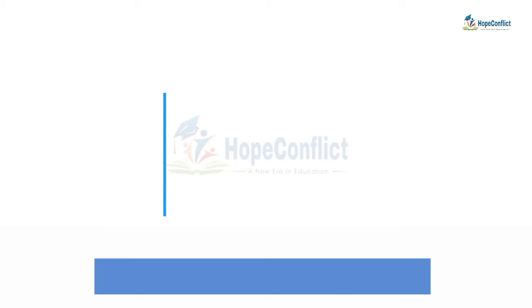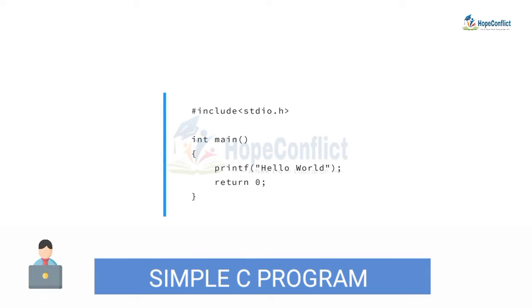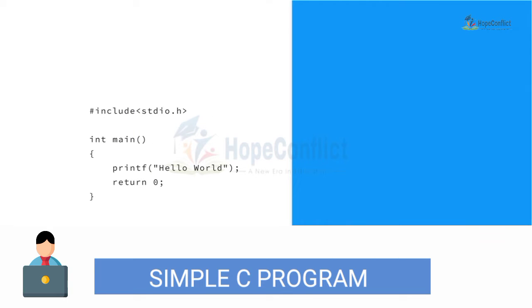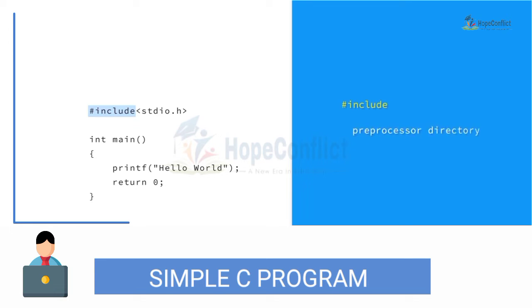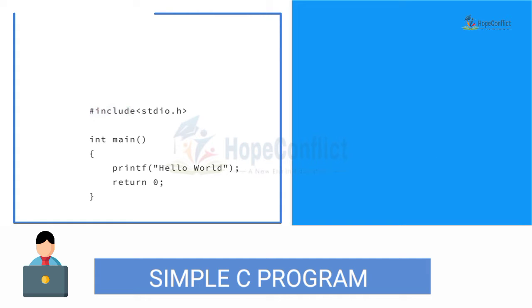Hi friends, in this video we are going to discuss a simple C program. So here we have a simple C program to print hello world. And firstly we have #include <stdio.h>. The #include here is a preprocessor directive and it will include the file which is given within the angle brackets into the current source file. And here the file to be included is stdio.h.